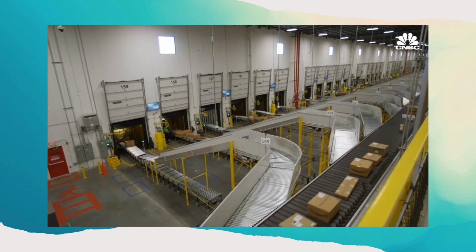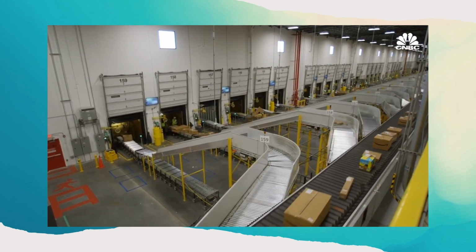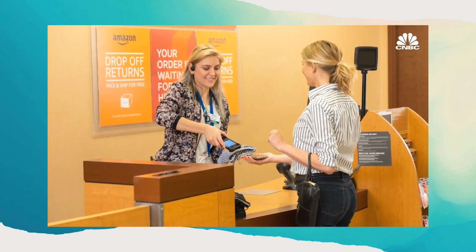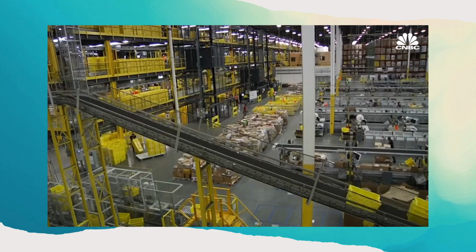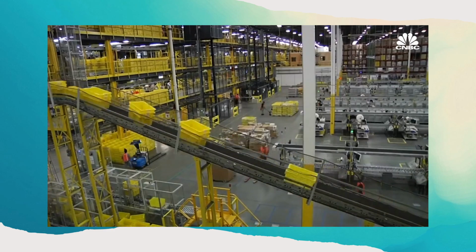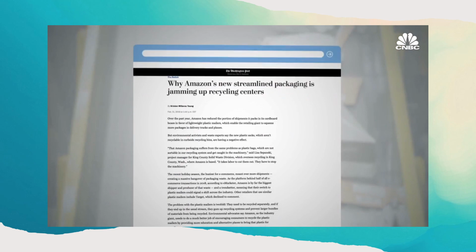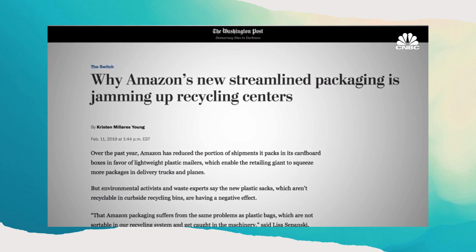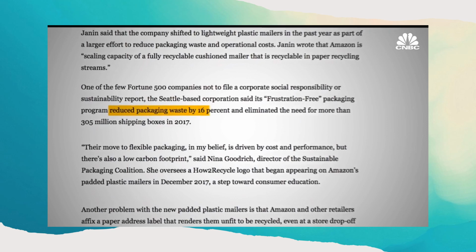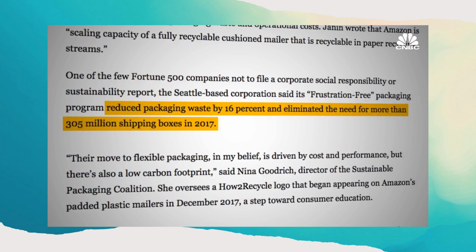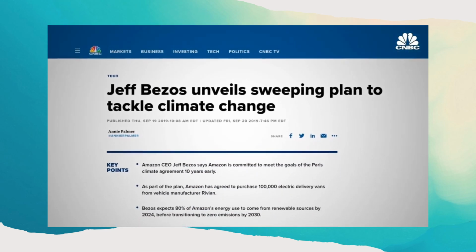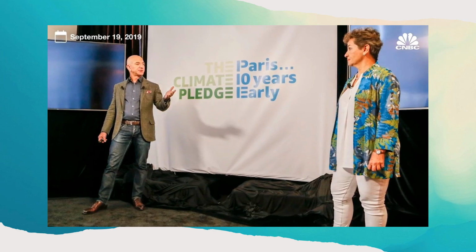But then there's all that packaging waste created by returns, which Amazon is trying to reduce. Kohl's and the Amazon pickup locations generally are using poly bags and other kinds of containers when they aggregate all of these returns together to dramatically use less packaging. Amazon has also replaced many cardboard boxes with more lightweight plastic mailers, although these mailers aren't recyclable in curbside bins. It claims the plastic mailers have reduced packaging waste by 16% and eliminated the need for more than 305 million shipping boxes in just 2017. And last month, CEO Jeff Bezos pledged to make Amazon carbon neutral by 2040.